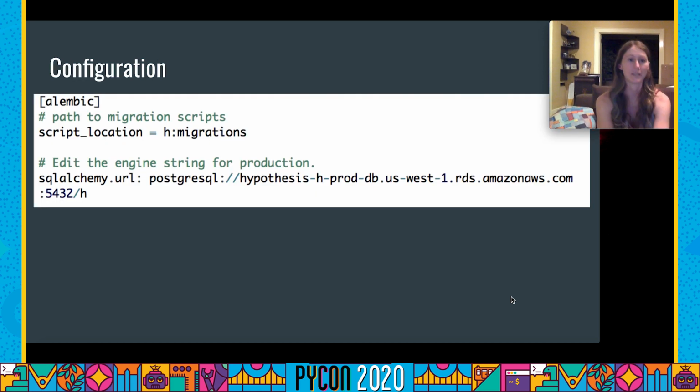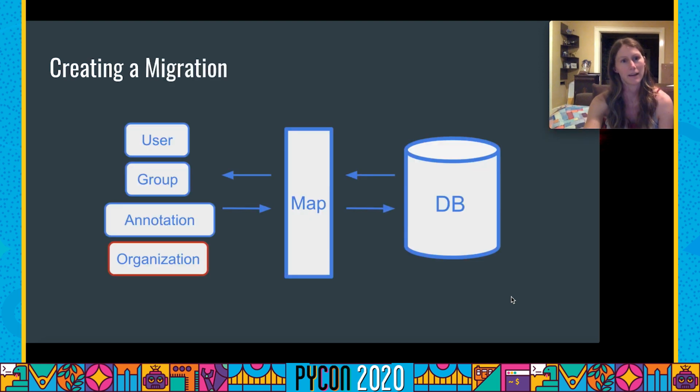So how to configure it, it's very simple. You can choose to provide a script location where your migration scripts will live, and you also specify your database connection URL here. And that's basically it. You're done. Let's take a look at an example.